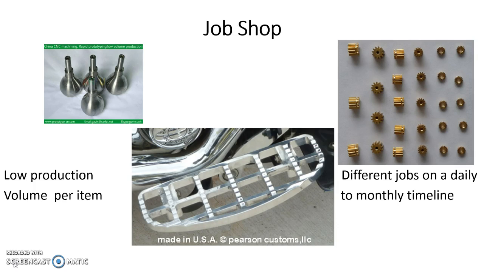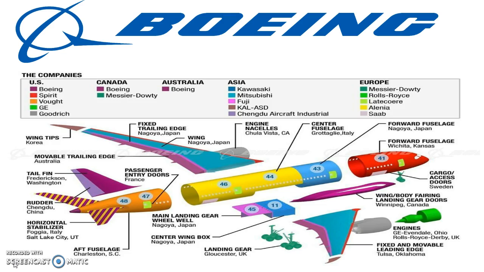A machinist in this environment is going to have something new and different to do somewhere between daily to weekly to every couple of months, just depending on how many of an item is needed out of the production. The next place that I'm going to use as an example is Boeing. Boeing has different plants and subcontractors that make things for them all over the world. They also have a plant here in Charleston, South Carolina.